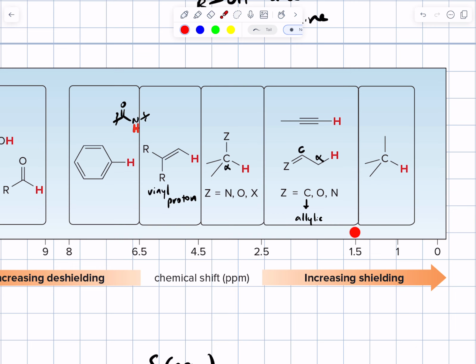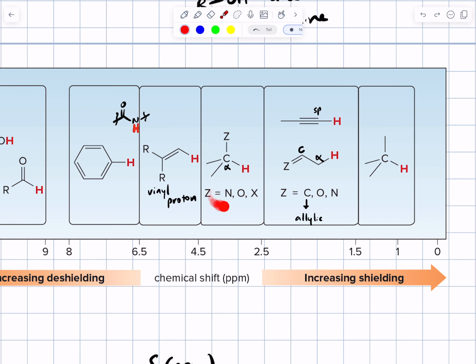Also, in this region of the spectrum, you have protons that are attached to the sp hybridized carbon of an alkyne. We'll say a little bit more as to why protons attached to sp hybridized carbons of alkynes show up in this region of the spectrum.